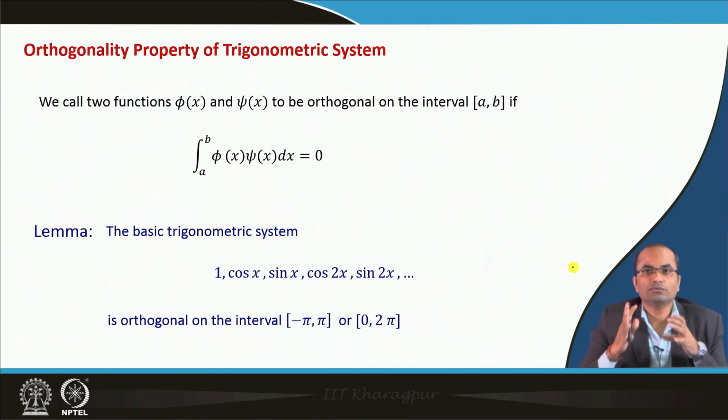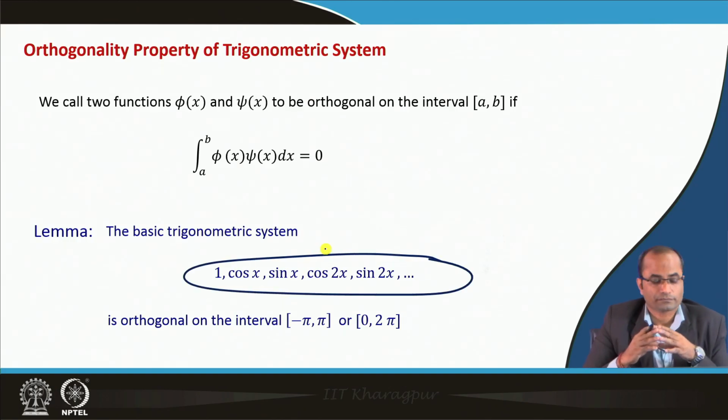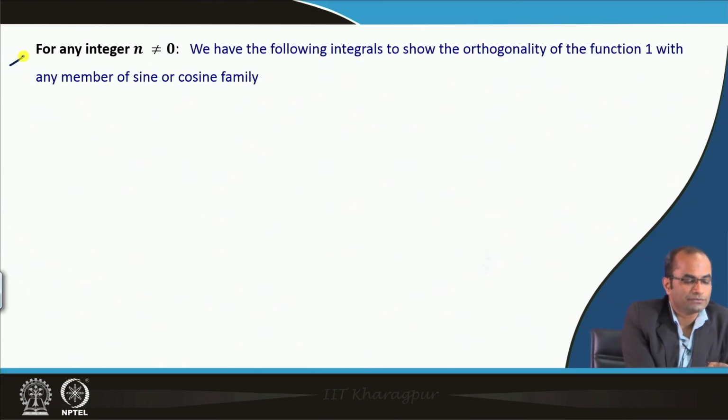So, if we take any two members of this family, any two members from this system, and their product is integrated over this interval minus pi to pi, the value of this integral is going to be 0. This is what we will observe now. So, we will consider different cases.